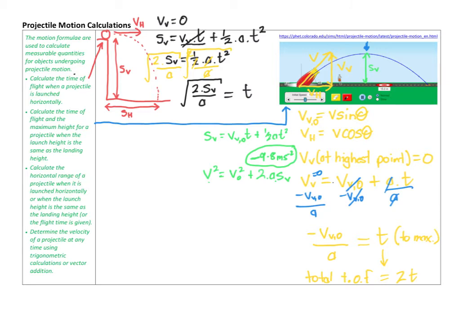Finally, calculate the horizontal range of a projectile when it is launched horizontally, or when the launch height is the same as the landing height, or the time of flight is given. So what we're talking about is either in this case here, calculate horizontal displacement, or in this case here, calculate the horizontal displacement from here to here. And in all cases, that is fairly simple. All we need to do is, so we're talking about this one here now.